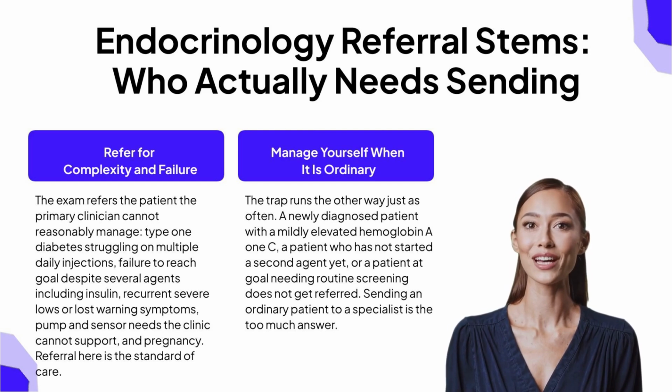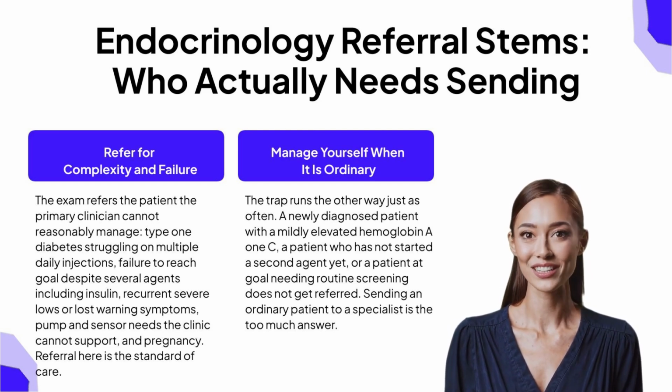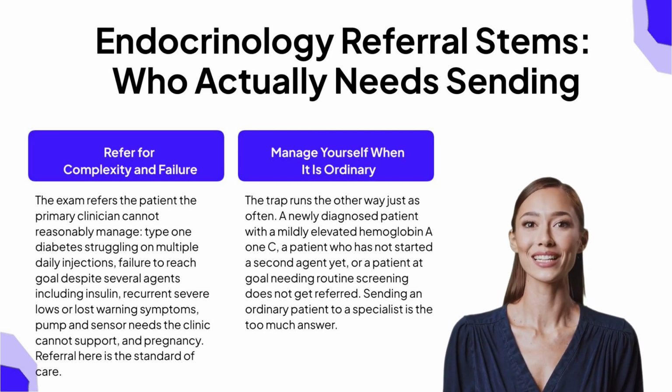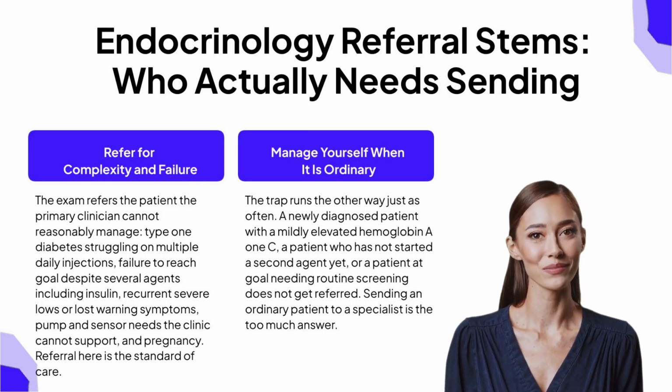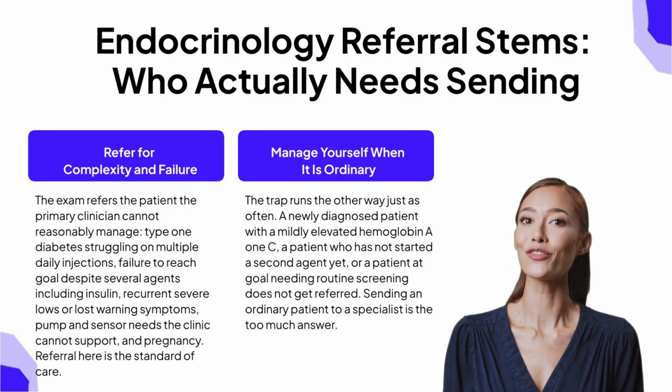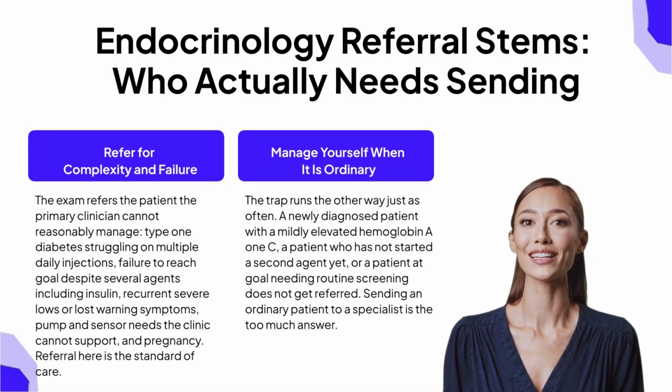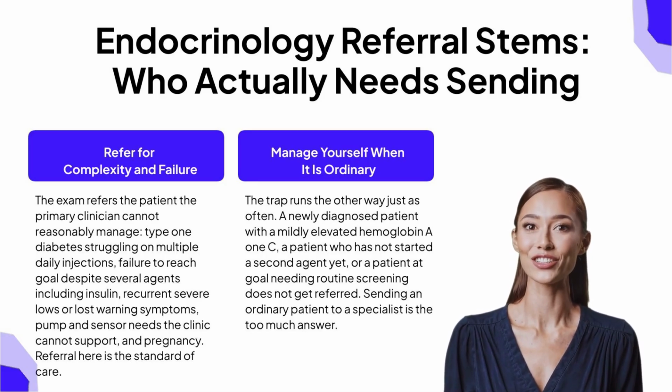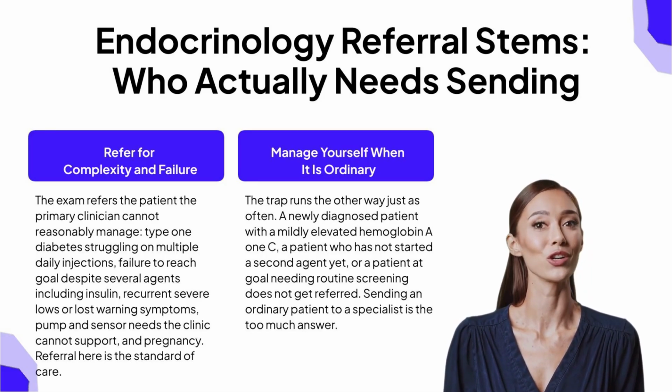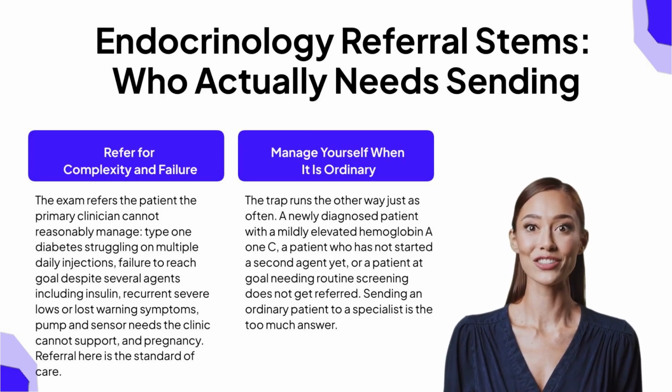But the trap runs the other way just as often. A newly diagnosed patient with a mildly elevated A1C doesn't get referred. A patient who just hasn't started a second agent doesn't get referred. A patient at goal needing routine screening doesn't get referred. Sending an ordinary patient to a specialist is the too much answer, and doing too much costs the point just as reliably as doing too little.